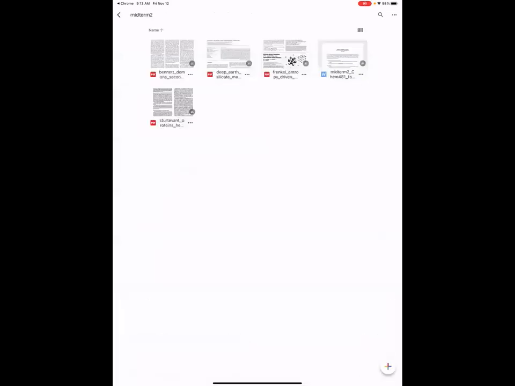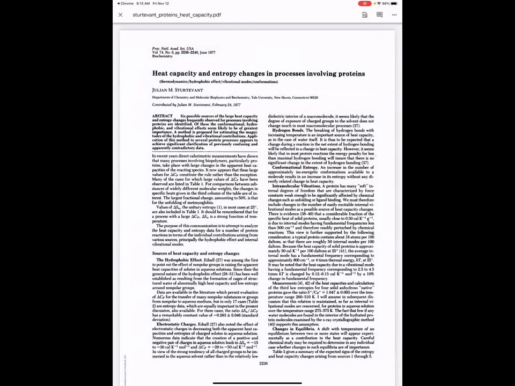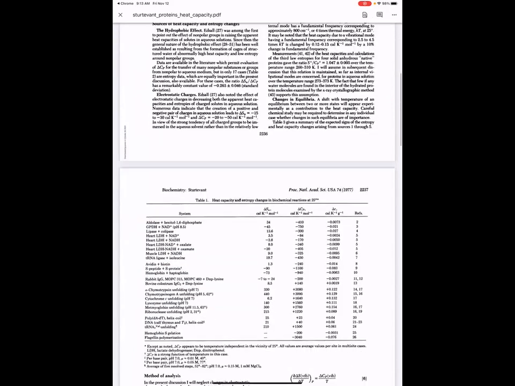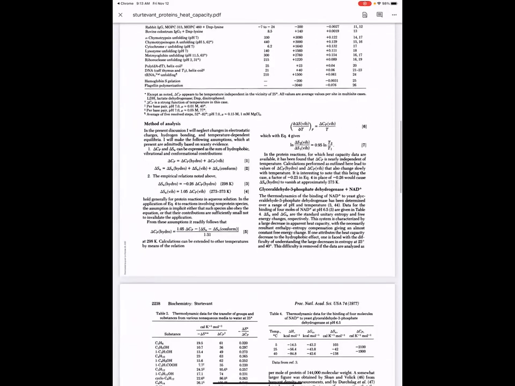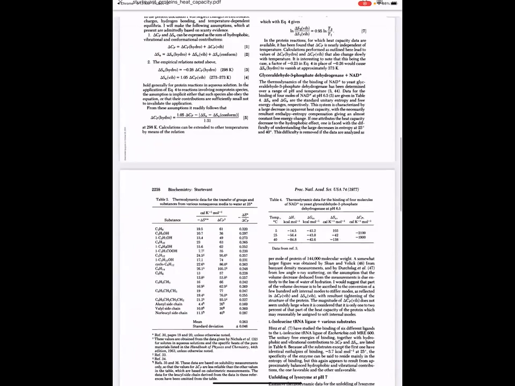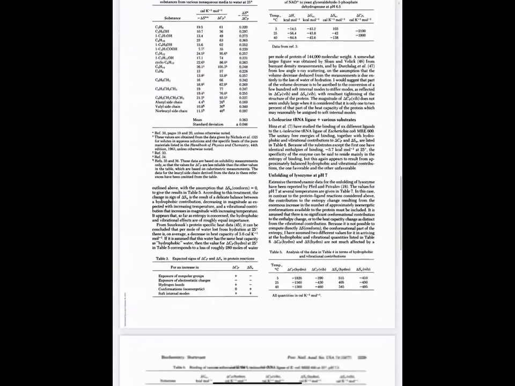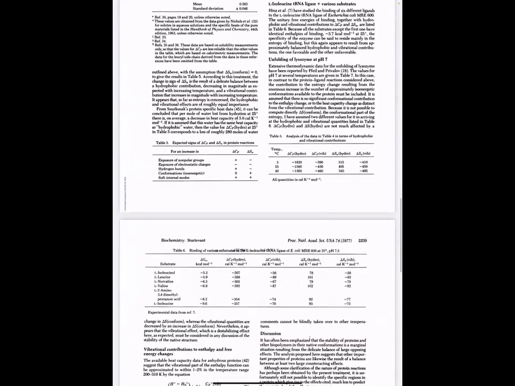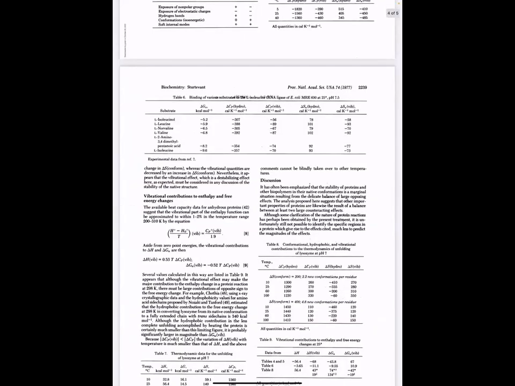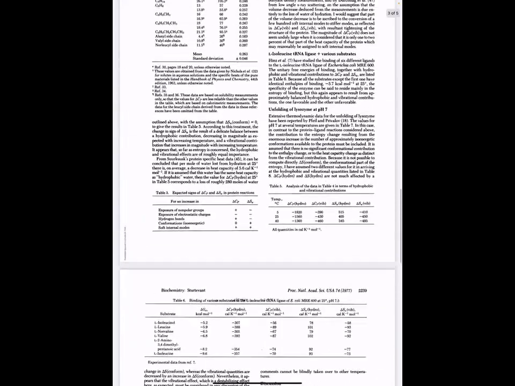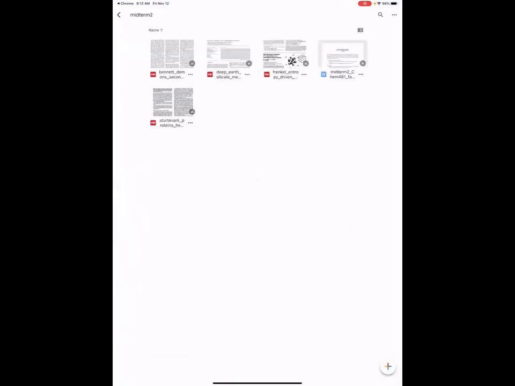The third paper is a biochemistry paper, which I think is super cool. It talks about entropy changes in processes involving proteins. I think it uses the Gibbs-Helmholtz equation, and it talks about how you can measure the heat capacity of a biomolecular system to talk about what's really going on inside that biomolecule. So it's a really nice paper. It's a bit old, but it's really nicely done.